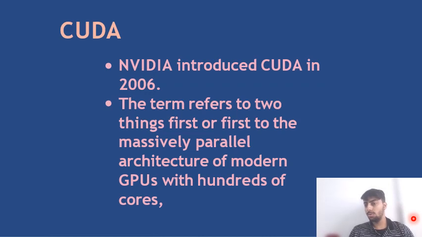Firstly, the massively parallel architecture of modern GPUs with hundreds of cores. Second, the CUDA parallel programming model used to program these GPUs. We need some way that we can program all these cores efficiently and easily. So now we have CPUs with several cores and GPUs with hundreds of cores, and we can use the two processors together as a heterogeneous system and get the best advantage out of each kind of processor.